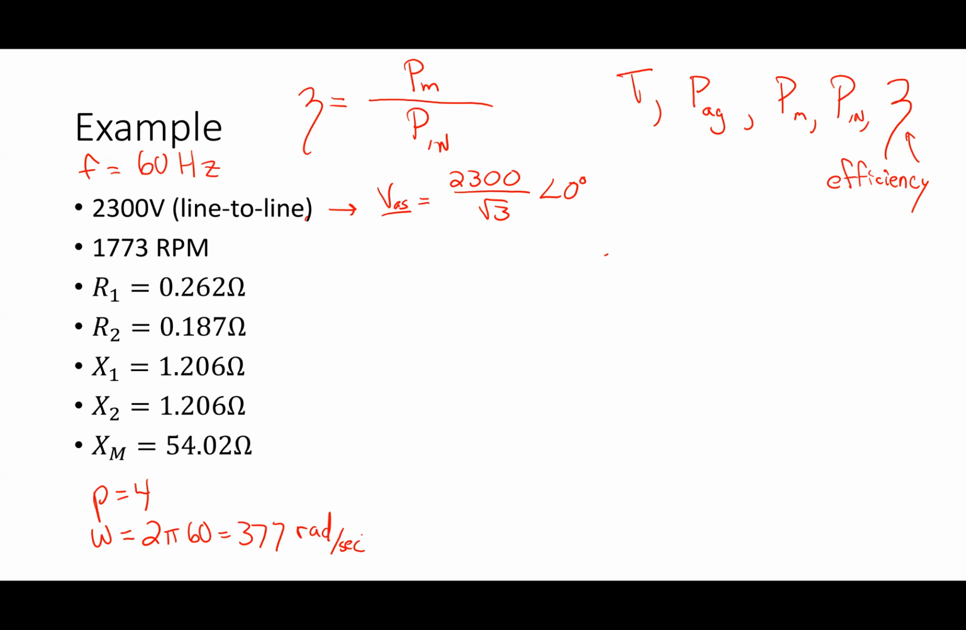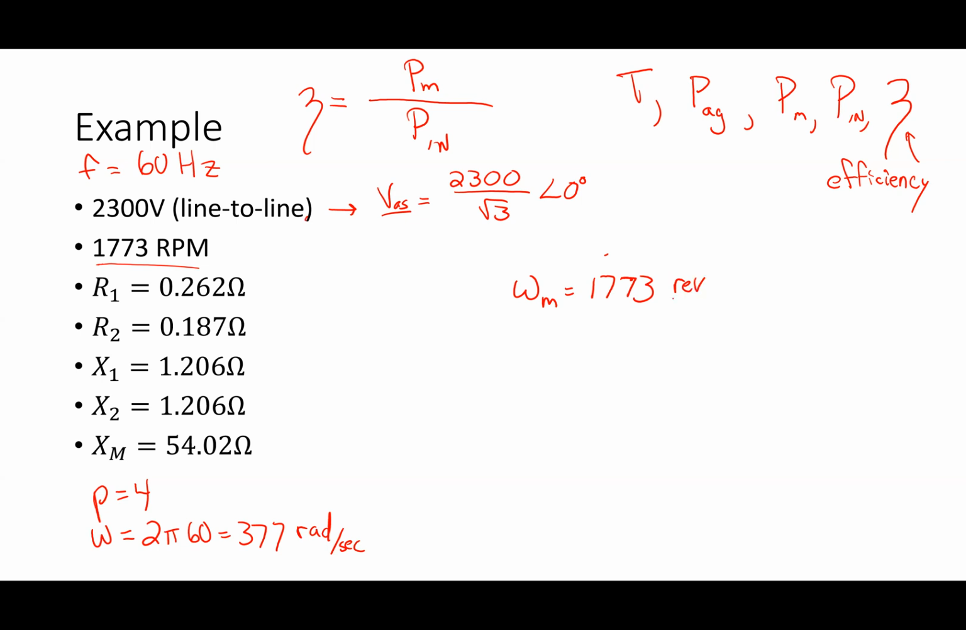So what I want to do is go through and figure out all those other speeds. I defined a whole bunch of speeds here. Which speed am I giving you with the 1773 RPM? Not omega S, but omega M. It's the mechanical speed. Omega S is the maximum speed it could ever go. That's what I call the synchronous speed. So omega M here is 1773 RPM.